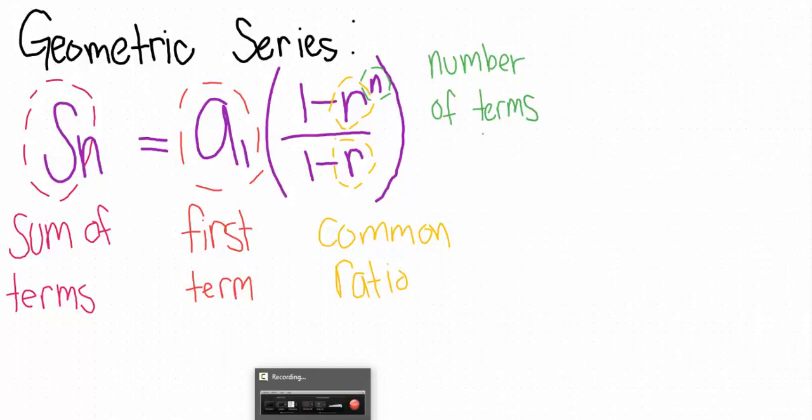The S in Sn stands for the sum of terms. A1 stands for the first term. The R stands for the common ratio, and N stands for the number of terms.